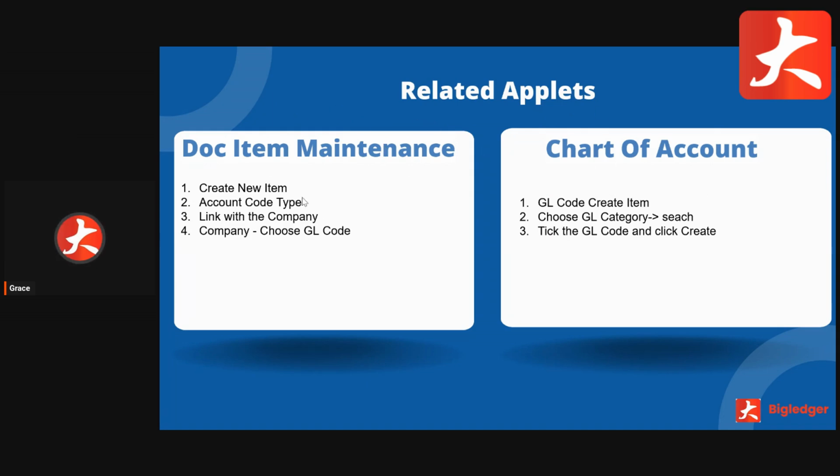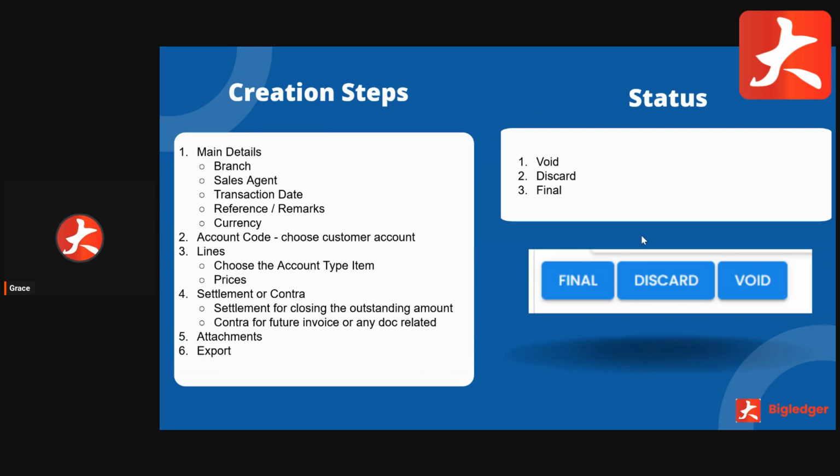So if let's say you don't use the doc item maintenance, then you can create the item from the chart of account. In the chart of account, you go to the listing basically, and then you can see on the left menu something called create item by chart of account, and then you choose the category and then you click create from the GL code. Okay, later I'm going to show you this.